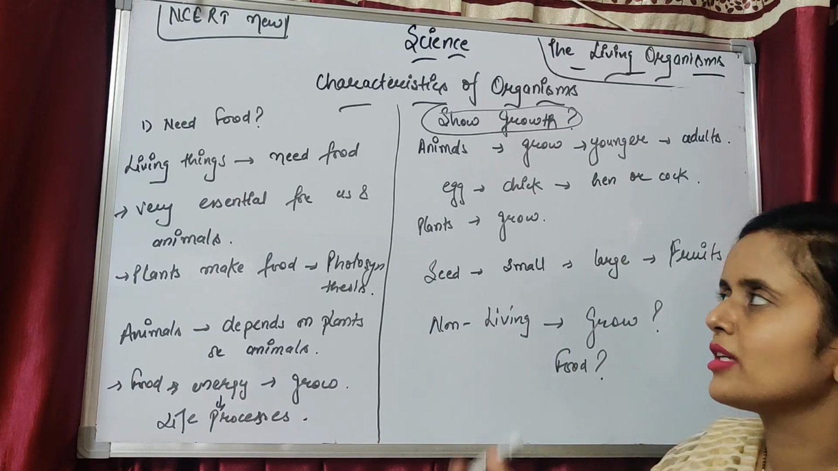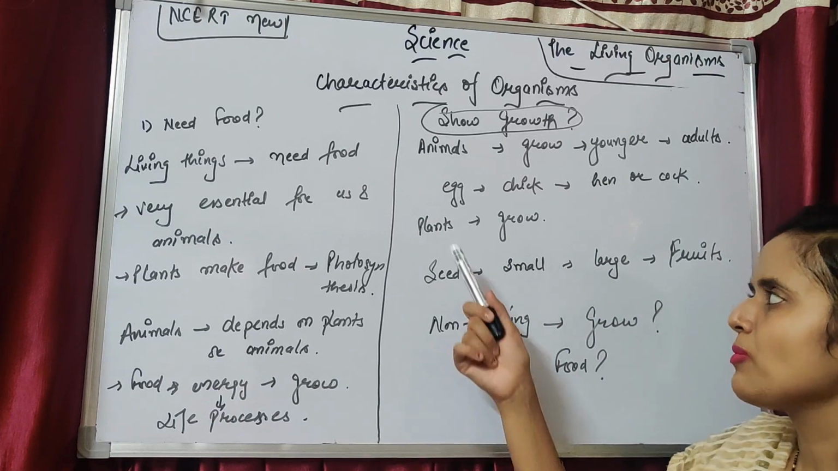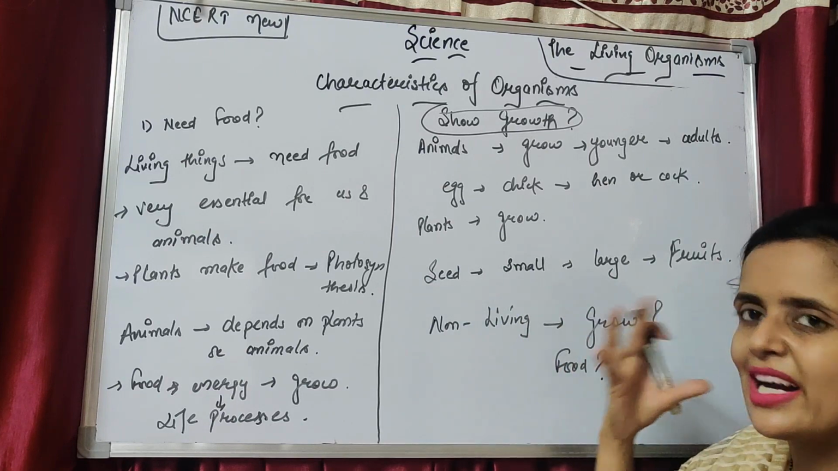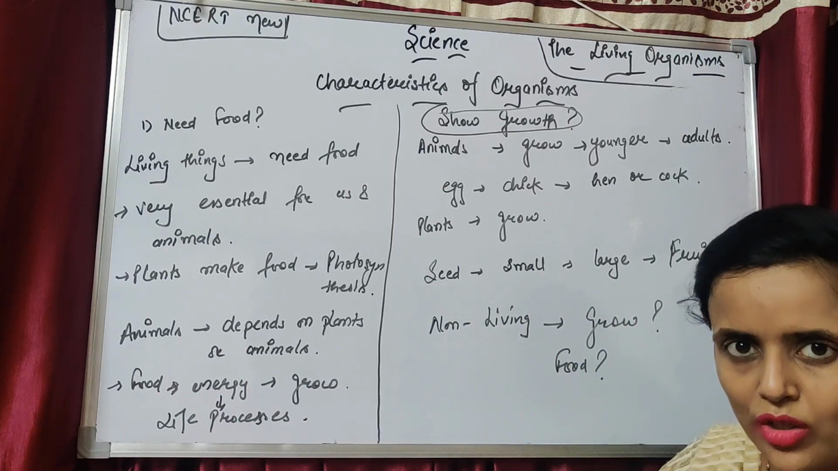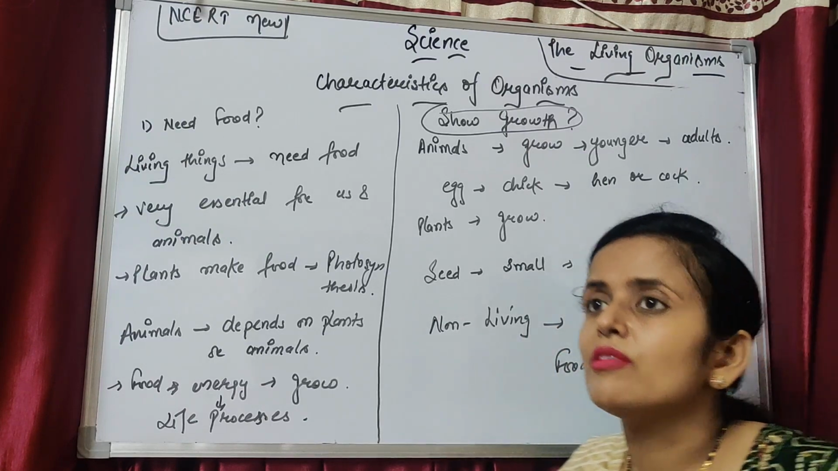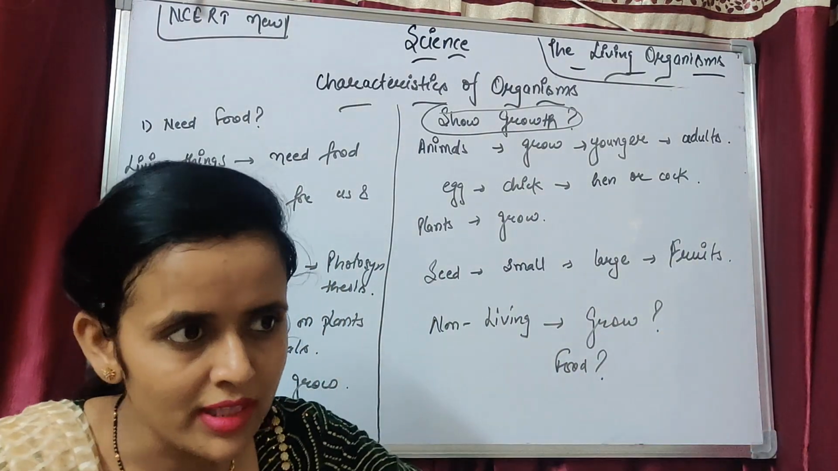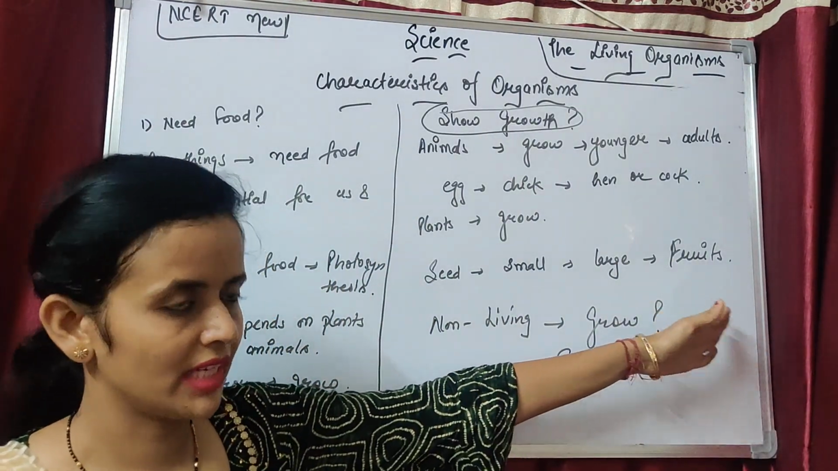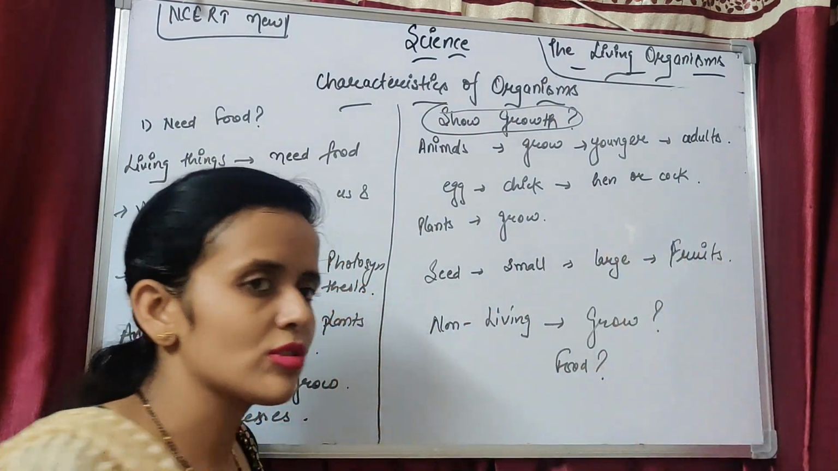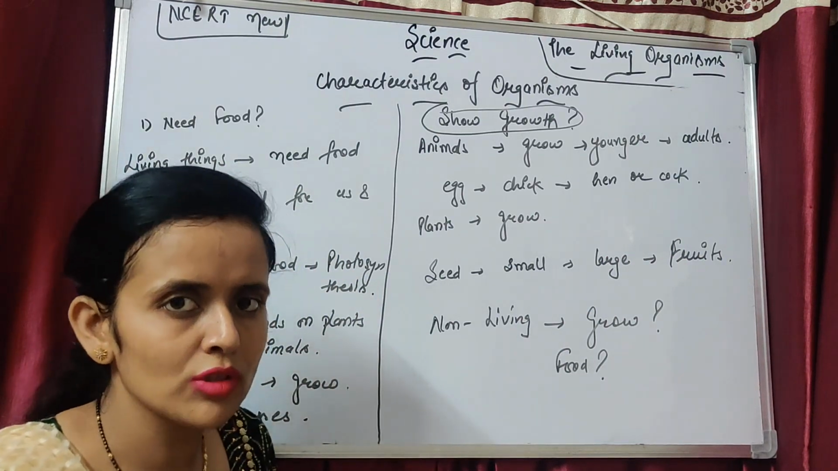Plants also grow, because plants are also living organisms. Firstly they become a seed, then small in size, then larger, bigger or taller, whatever you want to write. And then they give fruit or flower. If this is a rose plant, it will give flowers. If this is a guava plant, it will give fruit. So there is a process of growth in plants also, which continues.